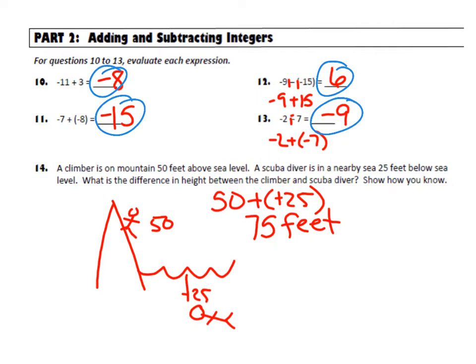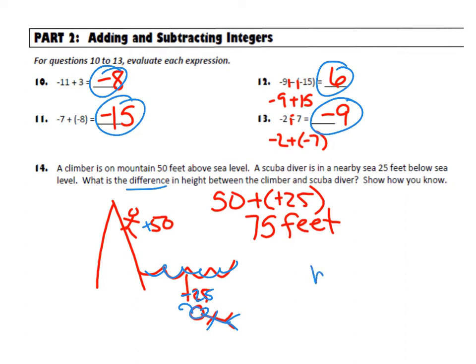Here's one of my fabulous drawings. A climber's on a mountain 50 feet above sea level. Here's our sea level. Then we have a scuba diver. He looks kind of dead to me, but here we go. We'll put a snorkel on him. Below, so that's -25. What's the difference?